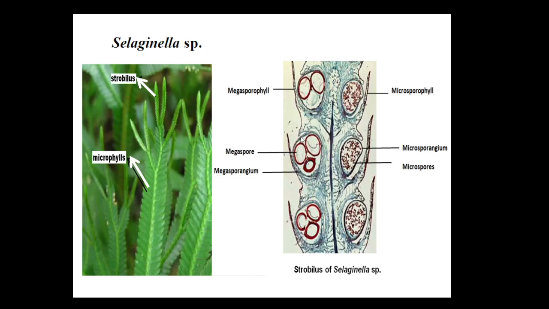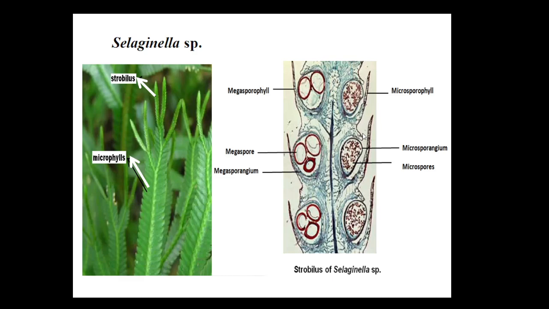Sporangium will contain a megaspore. You can even call the sporophyll that is protecting the megasporangium as megasporophyll. On the right side is the male part, which contains the microsporangium. In the microsporangium, there are microspores, and the microspores are protected by the microsporangium, protected by microsporophyll.